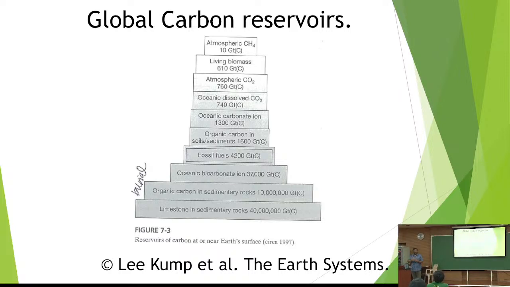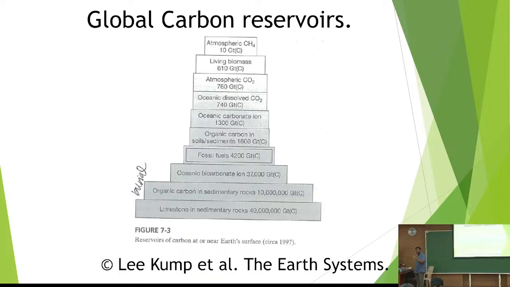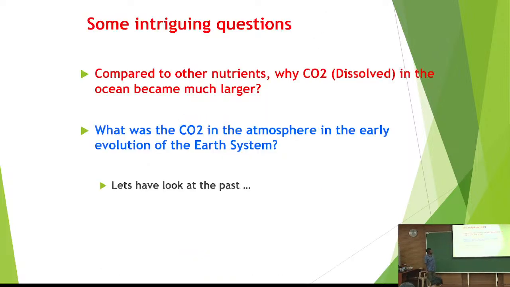The question is, where did the ocean get this carbon from? That is the question we should ask, and if you answer that, you see the role the ocean played in regulating our climate as we see today. Okay? That is what I am going to present next. Some intriguing questions are, why CO2 in the ocean became much larger, that is the question I am asking.